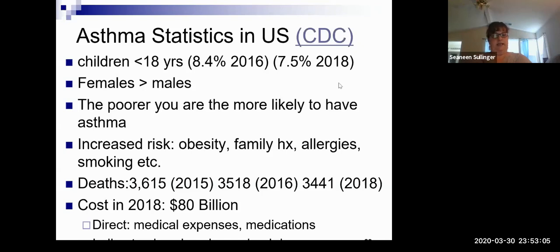And then it does look like the deaths in 2015 was 3,615, and then it decreased to 3,518 and 3,441. So there is a decrease. But the cost in 2018 for medical expenses, medications, as well as indirect costs like missing work or school days, like a parent that has to stay home, $80 billion just for asthma. That just is mind-boggling to me.